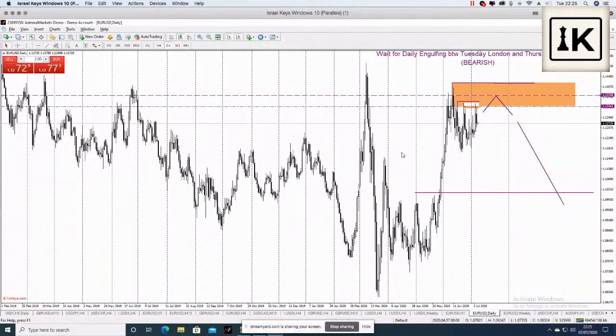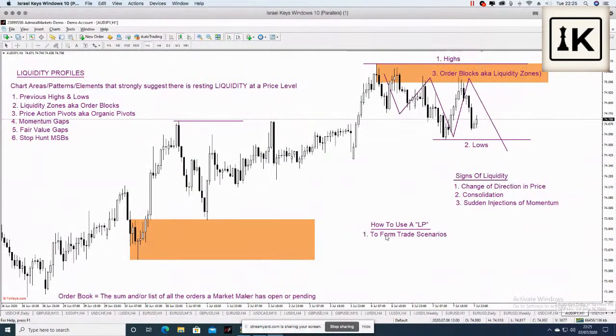I'm forming my scenario using liquidity profiles. Let me know if you can see that, if you understand that. That the scenarios I'm forming them based on higher time frame liquidity profiles. Type I understand if you get it in the comment section. If you don't, type I don't understand.